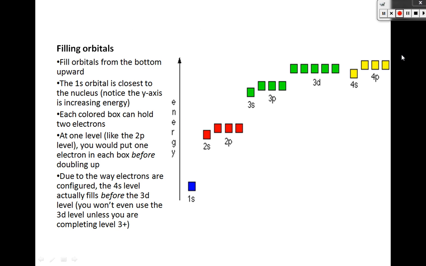So here's a diagram, and I'm going to try to explain the different parts of the diagram. So down here would be the nucleus. And just like before, we're going to fill orbitals from the bottom going upward, because as you go upward, you increase in energy. So let's fill the lowest energy electrons first. Each of these colored boxes can hold 2 electrons. So when we talk about the first energy level holding 2 electrons, you'll notice there's just one box down here, right here, and that could hold 2 electrons.